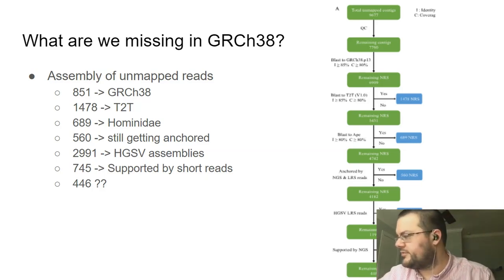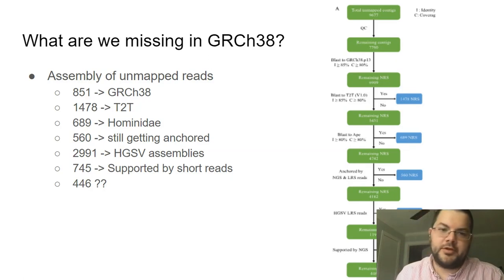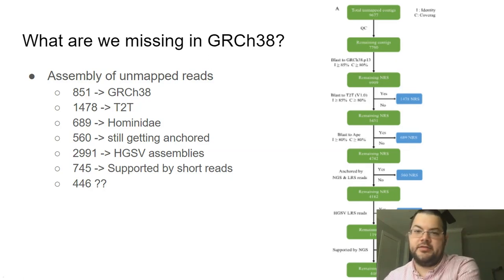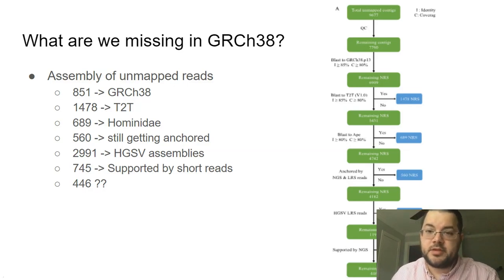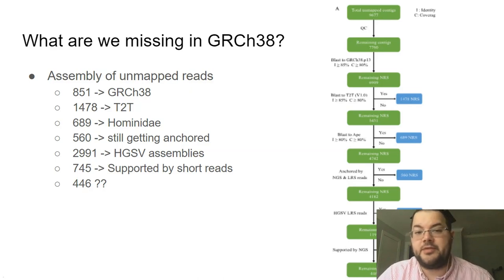So once we filtered this context set, we could use BLAST with a higher identity and length threshold and could identify 851 of these contexts that we could still map back to GRCh38. These are likely representing regions where there are little gaps in the current reference genome, or maybe going into telomeric or centromeric regions.